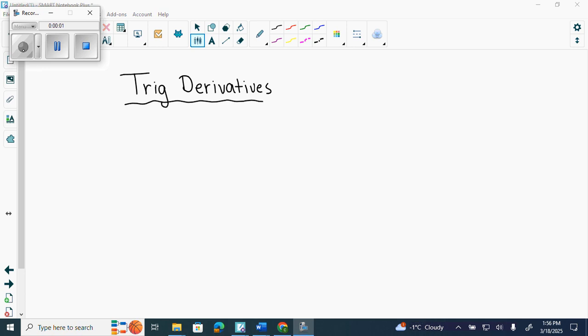memorize. They sound worse than they are. They're actually really, really easy. Trig derivatives are one of the easiest lessons. You can end up using them inside of a product rule. So remember there was that question, how do I do the one with the sine in it? Trig derivatives. Go.